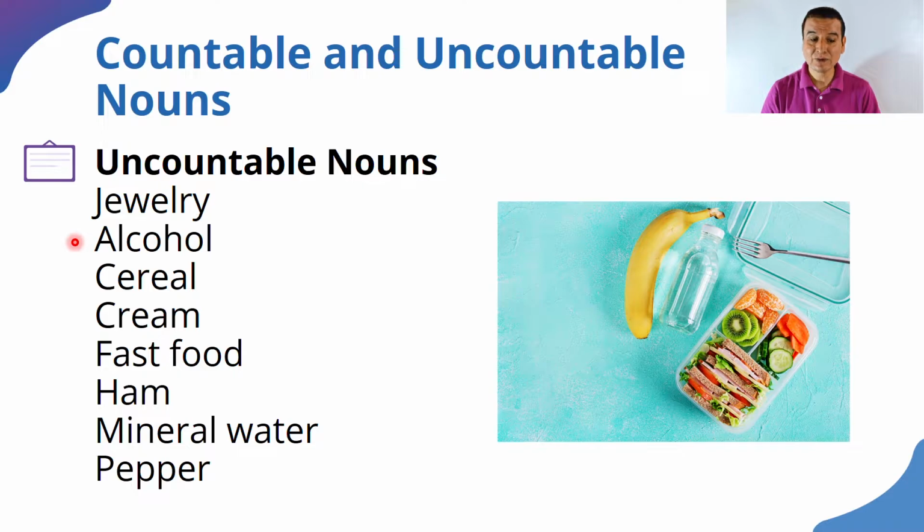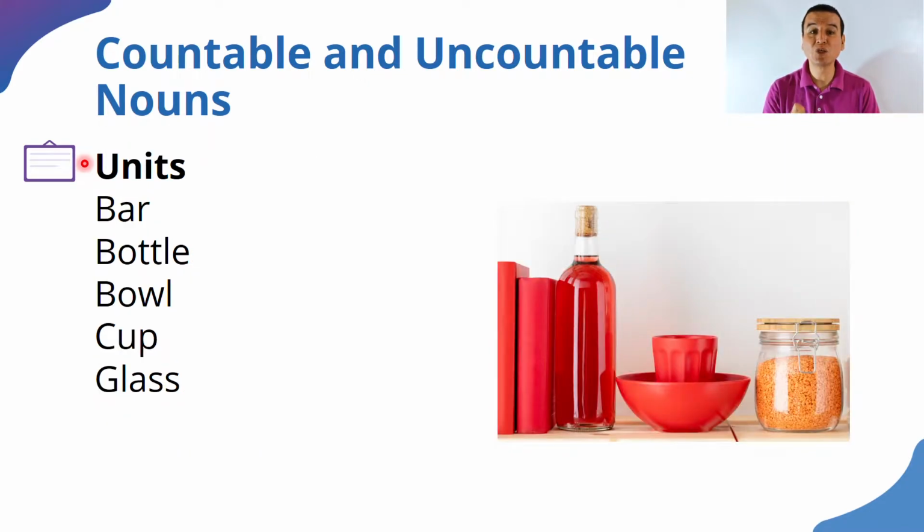All right? Cereal, same thing. Cream, we cannot quantify cream unless we're talking about different types of creams, but that is not the case all the time. Same thing with fast food, ham, mineral water, pepper. We don't say 1 pepper, 2 peppers. We just use that word in the singular form. But sometimes we do need to pluralize those nouns, and for that purpose, we use some kind of unit of measurement, of quantity that we can use for that.